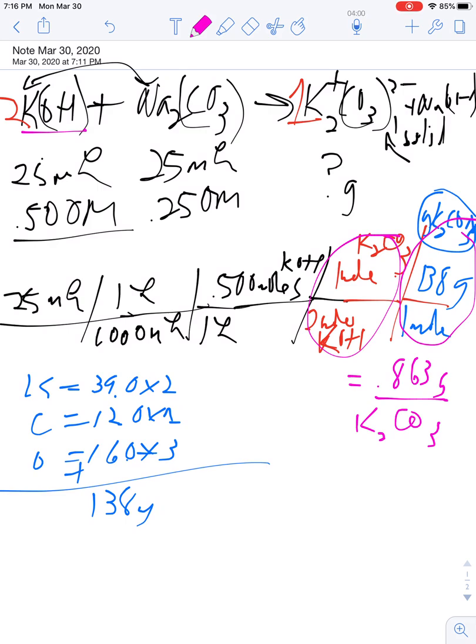Okay? So now we have to redo the entire calculation, but using the sodium carbonate, and see which one will give you the smaller number. Whichever one is the smaller number is the one you are going to run out of first. Okay?